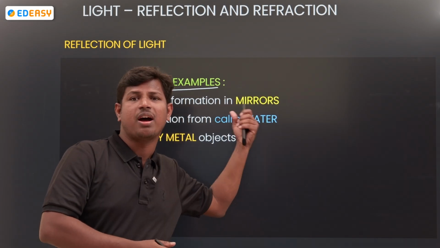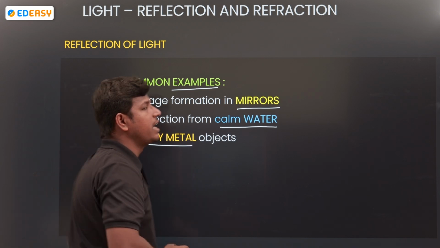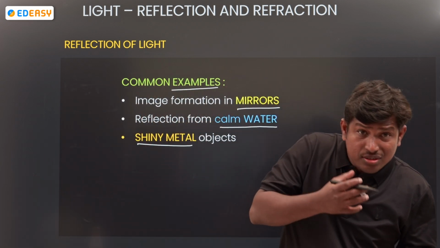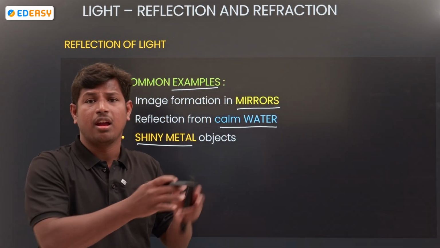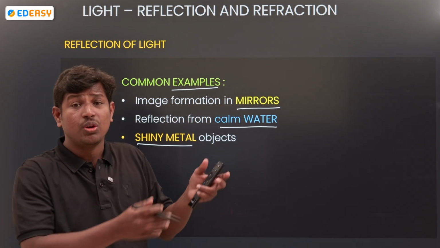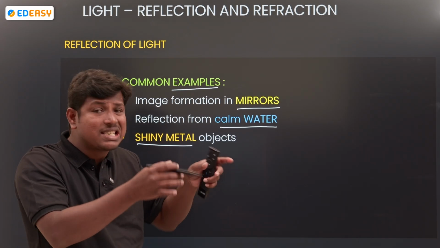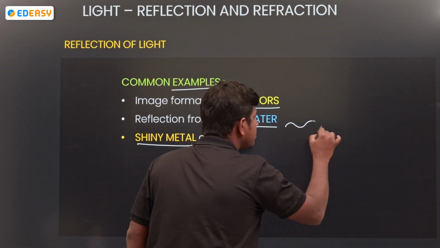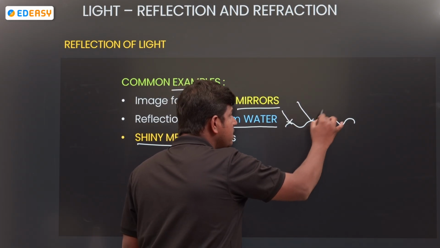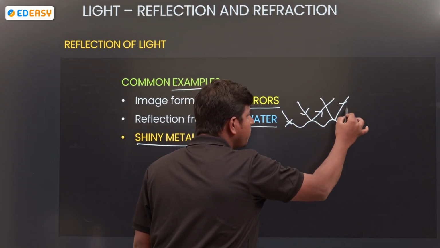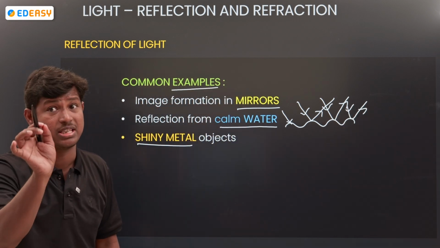Okay, so image formation takes place with mirrors as well as calm water and shiny metals. Calm water also gives an image. If you stand in front of calm water, you will get the image. If someone throws an object, what happens? The water is disturbed. Now see how the surface will be. The surface is irregular. So irregular surfaces will not form a clear image.